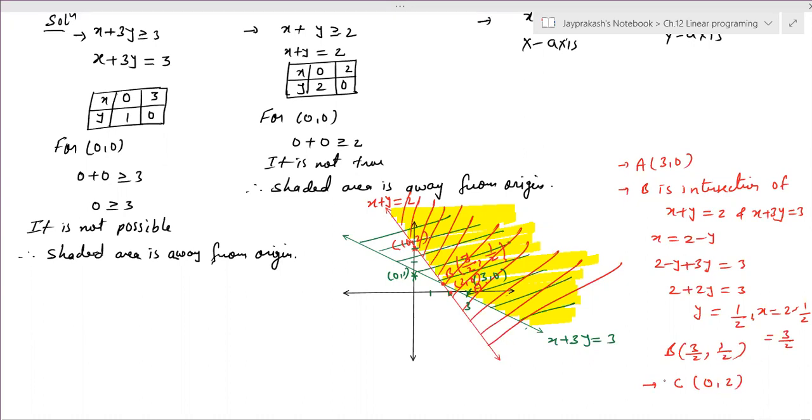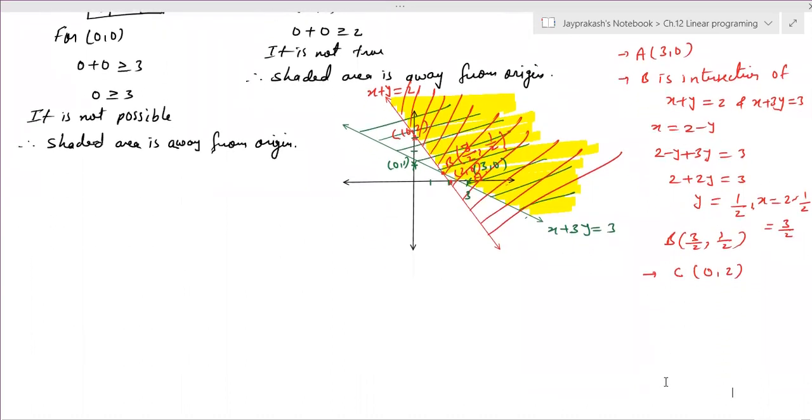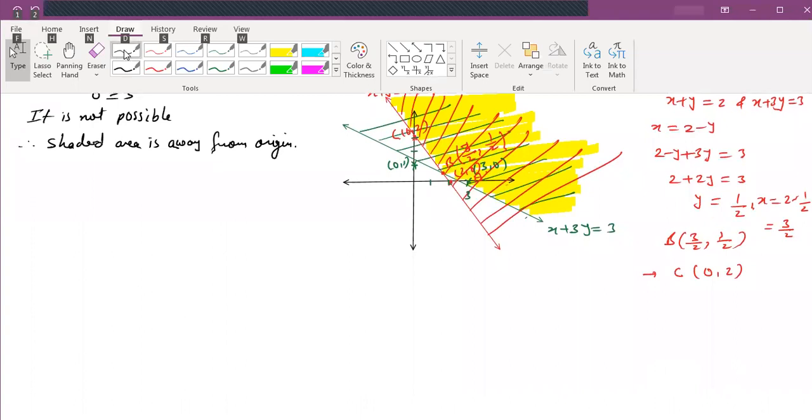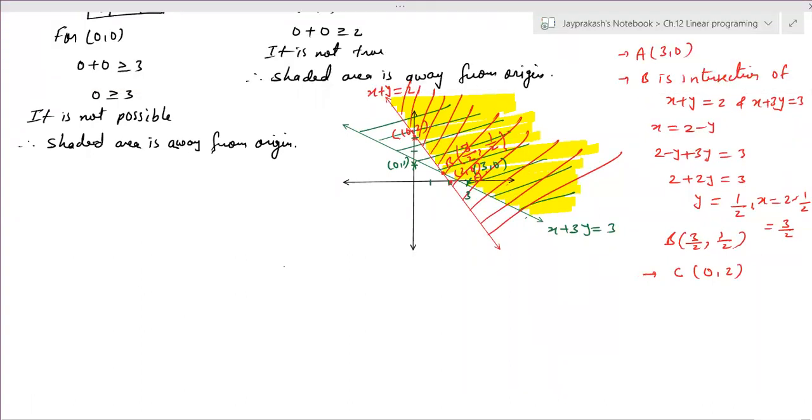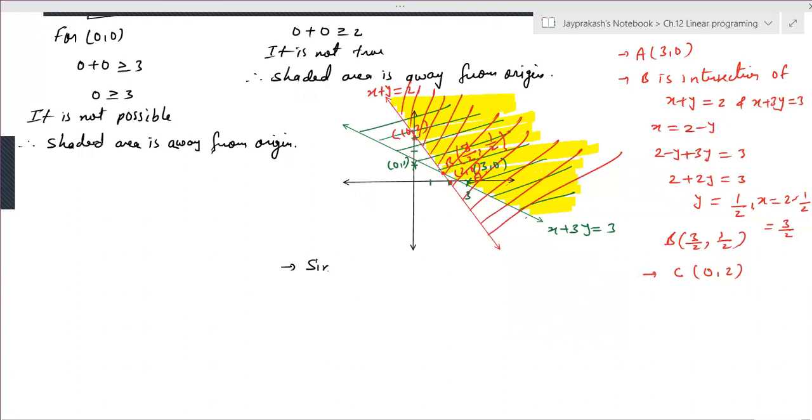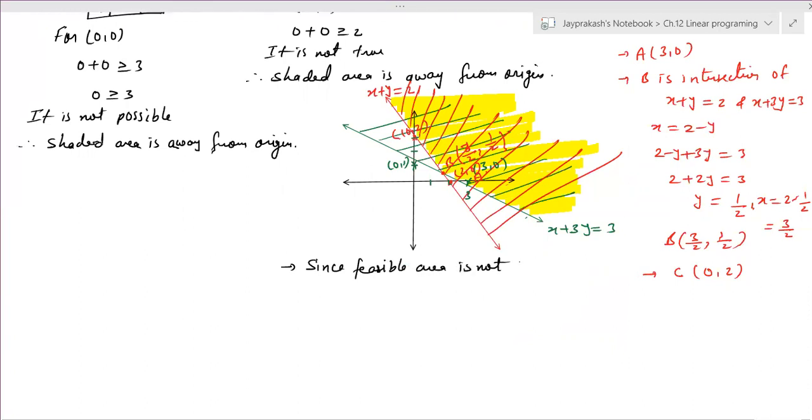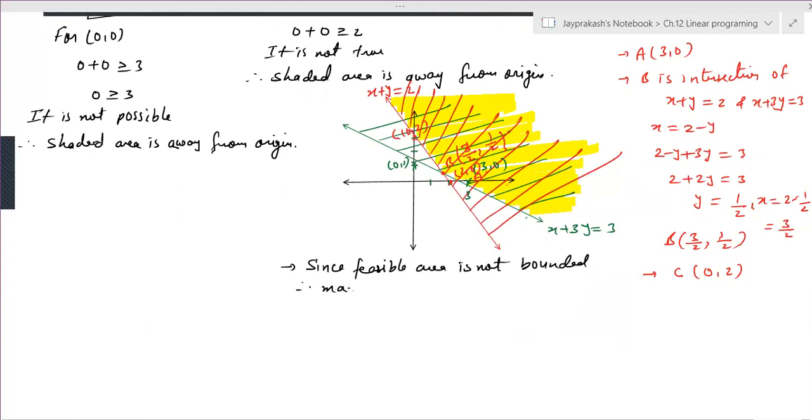Now we will write here the feasible area is not bounded. Since feasible area is not bounded, therefore maximum point is not possible.